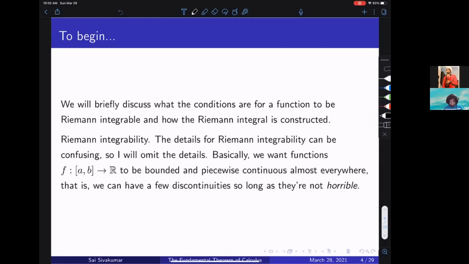So we want functions from the closed interval [a, b] to the real numbers to be bounded. I don't want something to go off to infinity in either direction in this interval. And it can be piecewise continuous, but I say almost everywhere because you can have some removable discontinuity or a jump discontinuity or whatever. You can have a few of those, but not an absurd amount. I'm not really sure how many constitutes a really bad amount, but this is what I read.